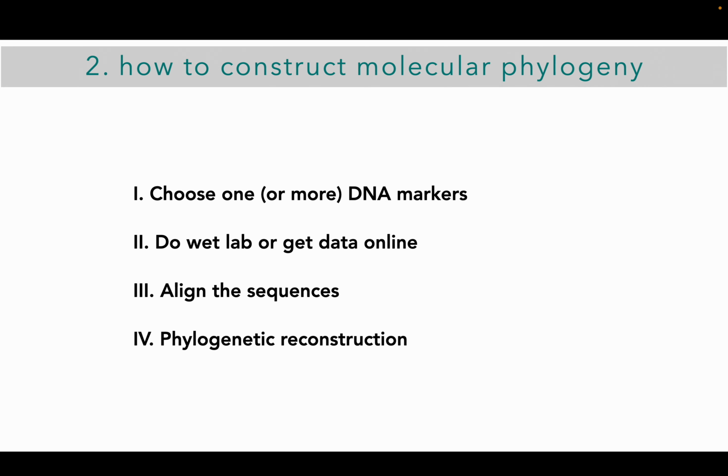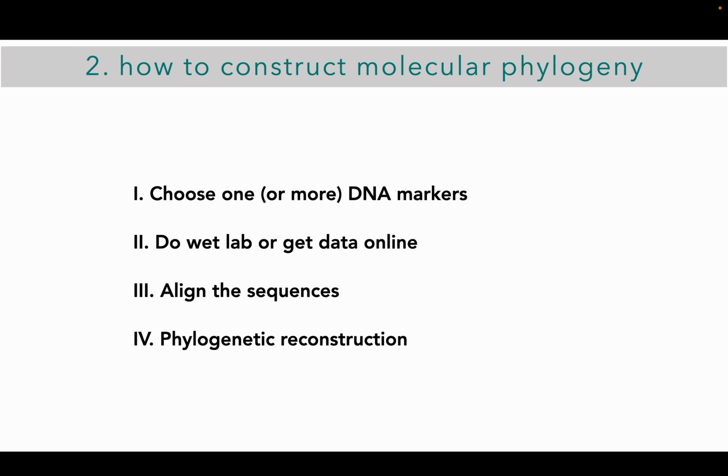So the steps are here. We have to choose. You can't compare everything. I mean, you could in theory, but it uses a lot of computing power. I think there's a master's course in my school on comparing everything in the genome. It uses a lot of coding, which is really fun and really frustrating. But for now, you're going to choose one or more DNA markers. You're not going to choose everything, only a few places to look at. Then you can do the wet lab, or you can get the data online, and you're going to practice that 2 or 3 weeks from now.